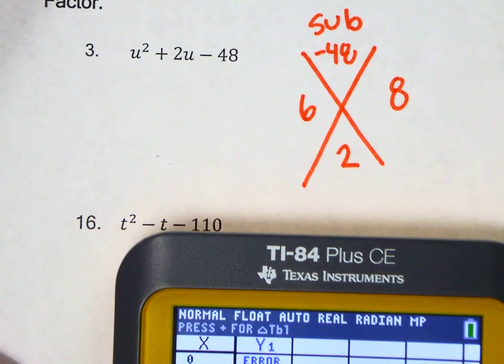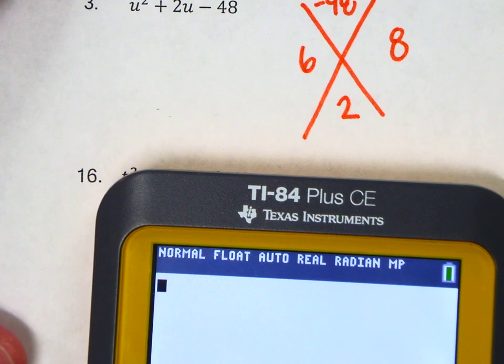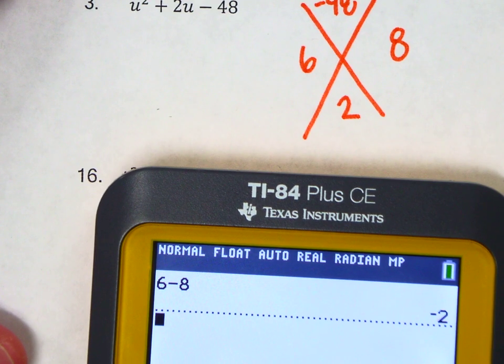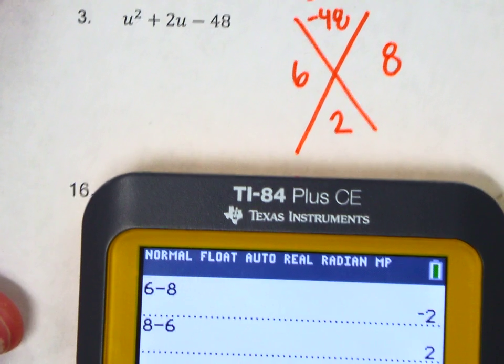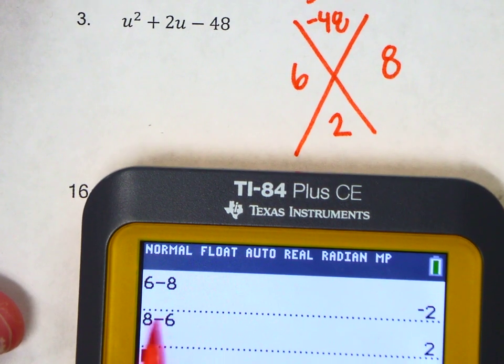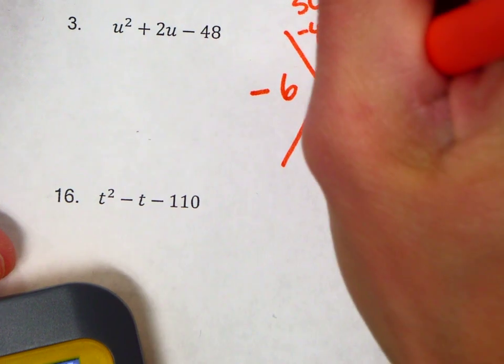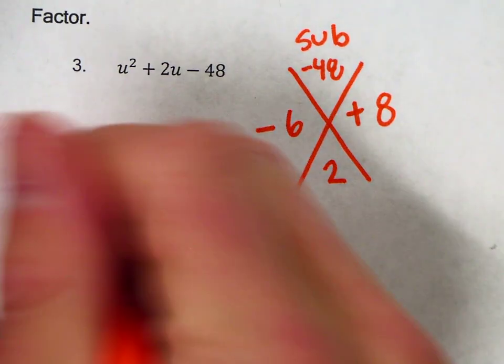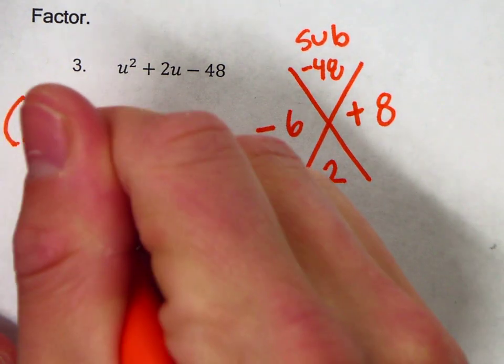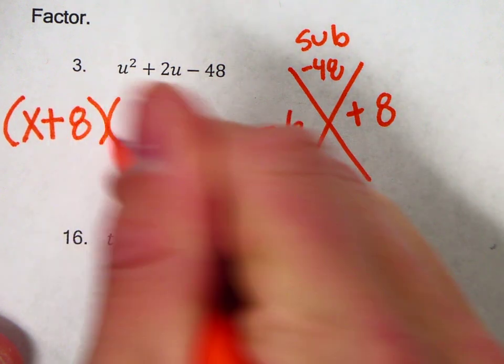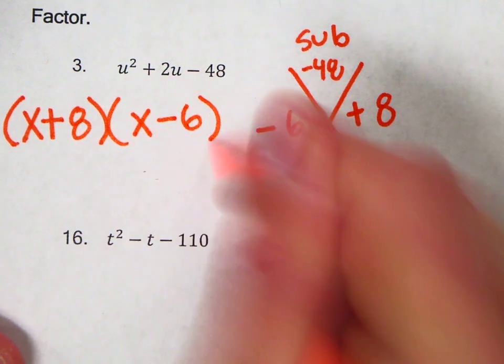Now, because you're subtracting, the signs are going to be different. So do I want 6 minus 8 or 8 minus 6? Well, since I'm looking for a positive 2, I want 8 minus 6. So that means that the 6 is negative, the 8 is positive. And so I'm going to factor this, and I'm going to write x plus 8, x minus 6.